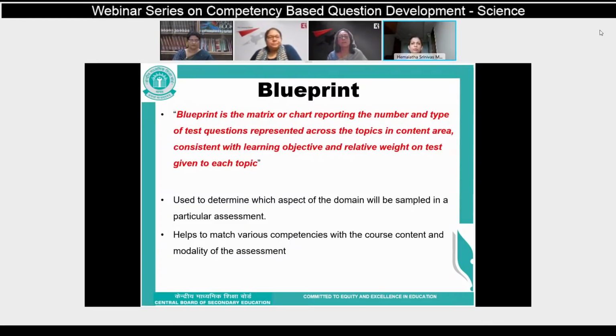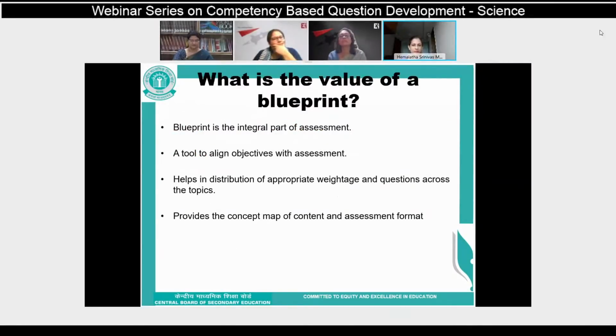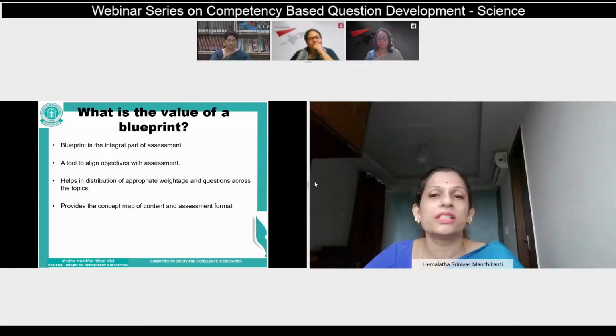To conclude, this blueprint acts as a valid tool to align objectives with assessment, and it also helps in distribution of appropriate weightage and questions across the topics. Next slide. The blueprint should be an integral part of the assessment, and it should align to the learning objectives as well as the competency that is being tested and the weightage of that particular competency. It helps in distribution. This is what we mean.